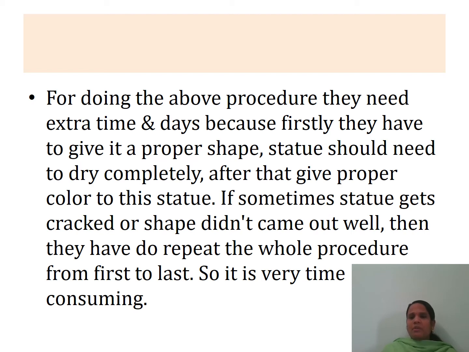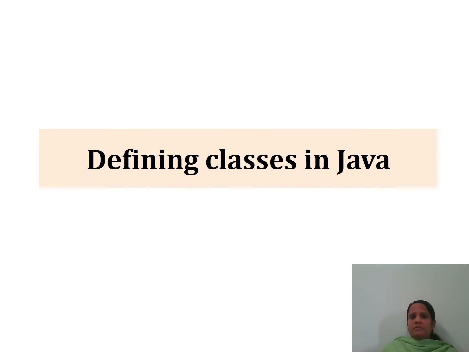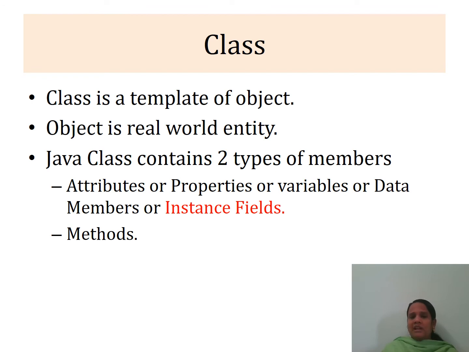So that's why we are moving from procedural to object-oriented programming. Object-oriented programming is like a mold. By using this mold, we can create an object, right? In Java, two main concepts are very important. First one is class, second one is object. Class, as I already told you, is like a mold. That means here class is like a template of an object. By using this template, we are going to create many objects.